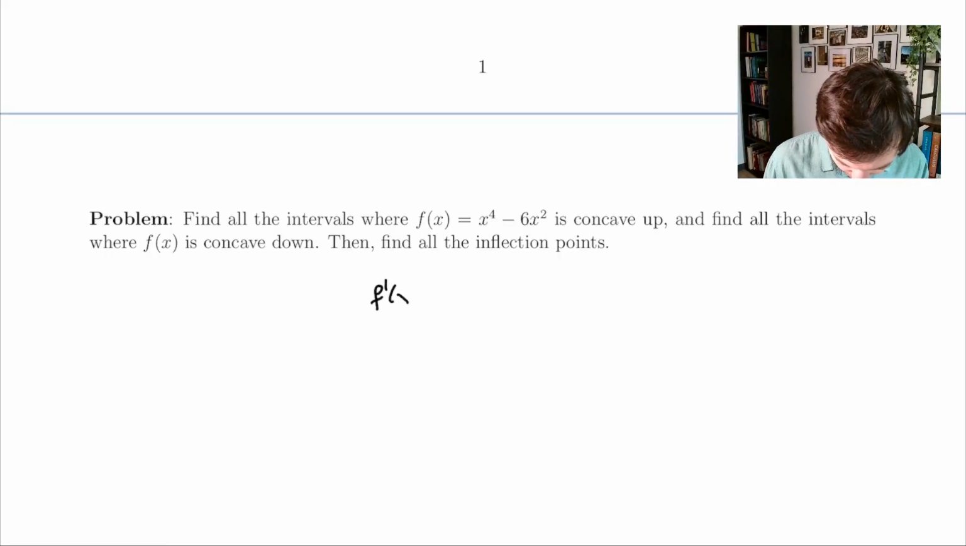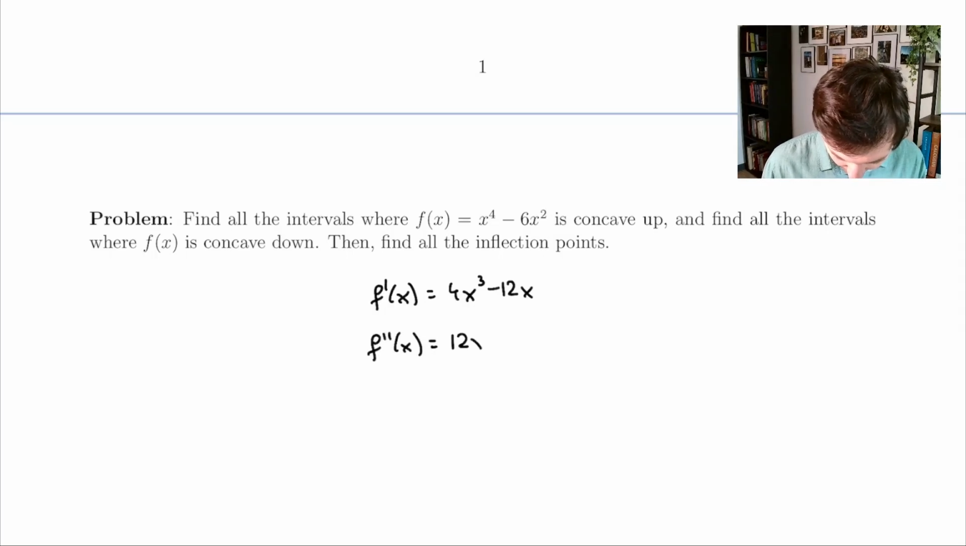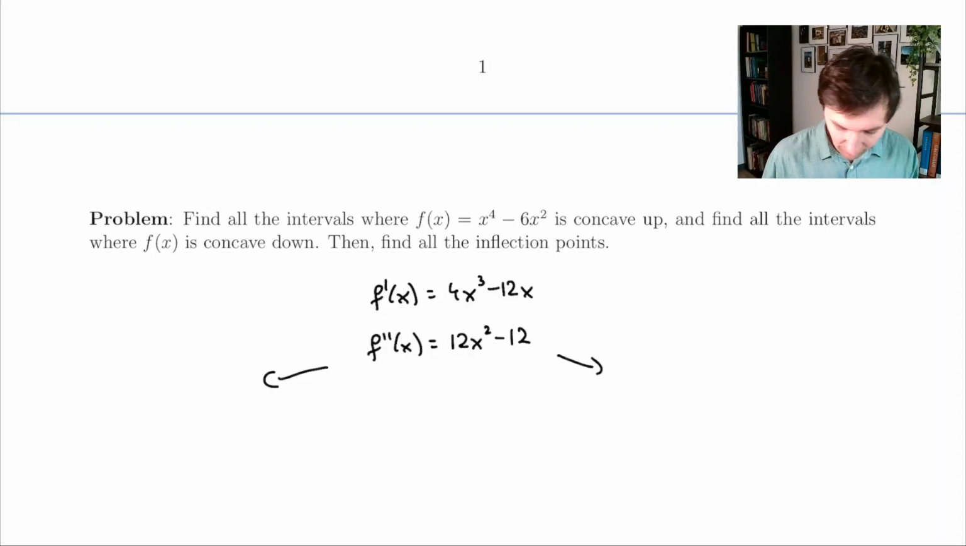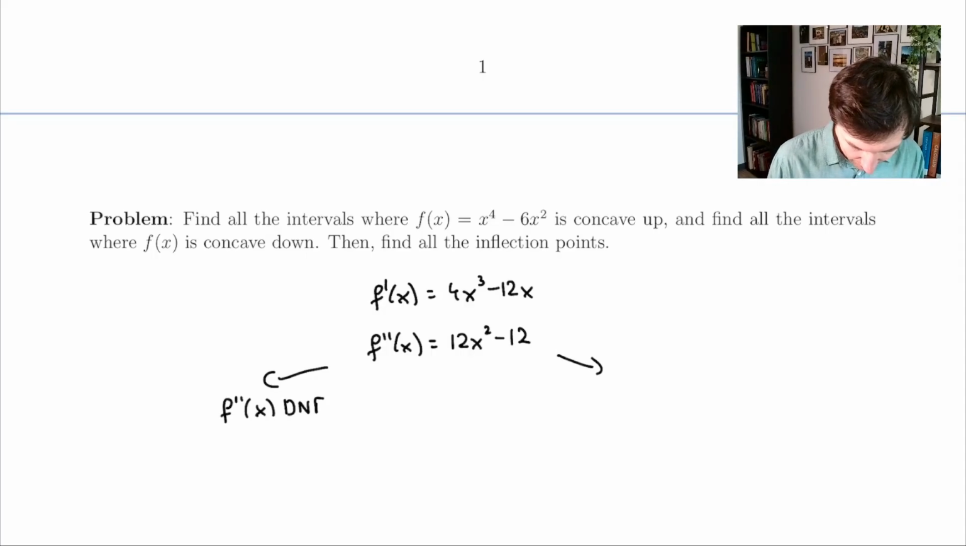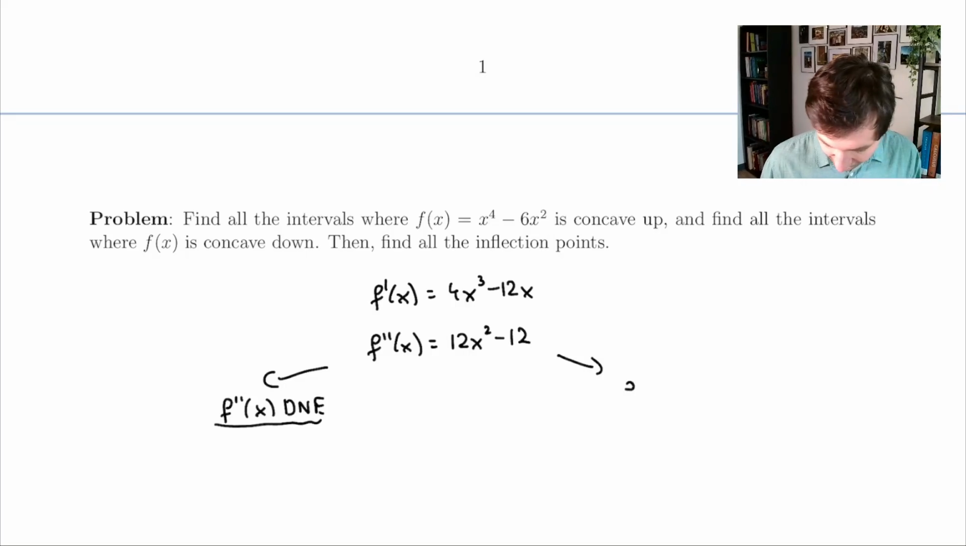The first derivative is 4x to the third power minus 12x. The second derivative is 12x squared minus 12. My goal is to now ask myself, are there any places where this second derivative doesn't exist? And are there any places where this second derivative equals 0?